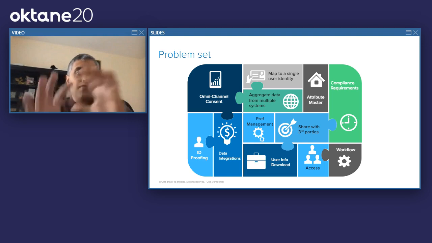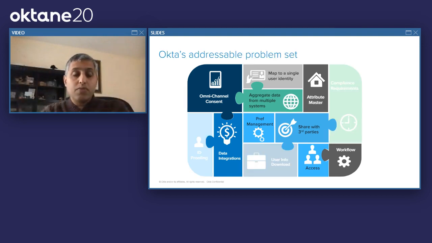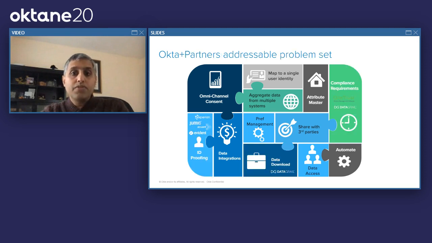So now that we've understood the full problem set, within Okta, of course, we're not going to be able to solve all of these different components. Within Okta, we have partnerships that we'll talk about in a second. However, when you look at the entire problem set, we're not going to be able to address things like compliance, user download, and identity proofing currently. So in those regards, we actually leverage our partnerships in order to be able to do it.